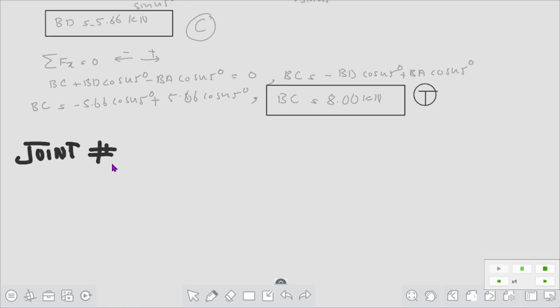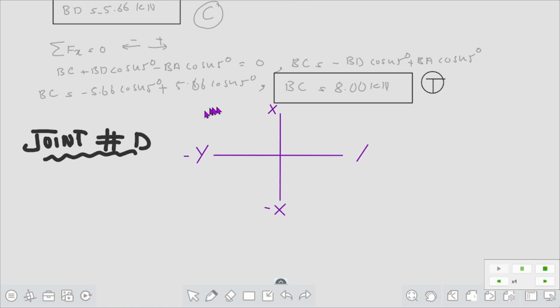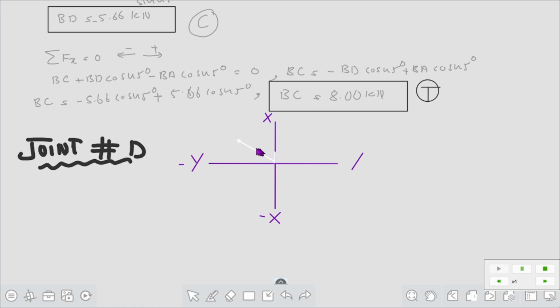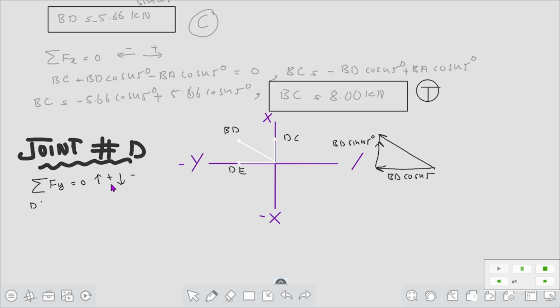Now I will take joint D to compute the forces in DC and DB. If I draw a free body diagram of joint D in XY coordinate, it will look like this. This is member BD, this is member DC and this is member DE. If I resolve BD into its component, BD cos of 45 degree and BD sine of 45 degree. This is the resultant, which is BD. Summation of all vertical forces equal to 0. The force directed up is positive, the force directed down is negative.